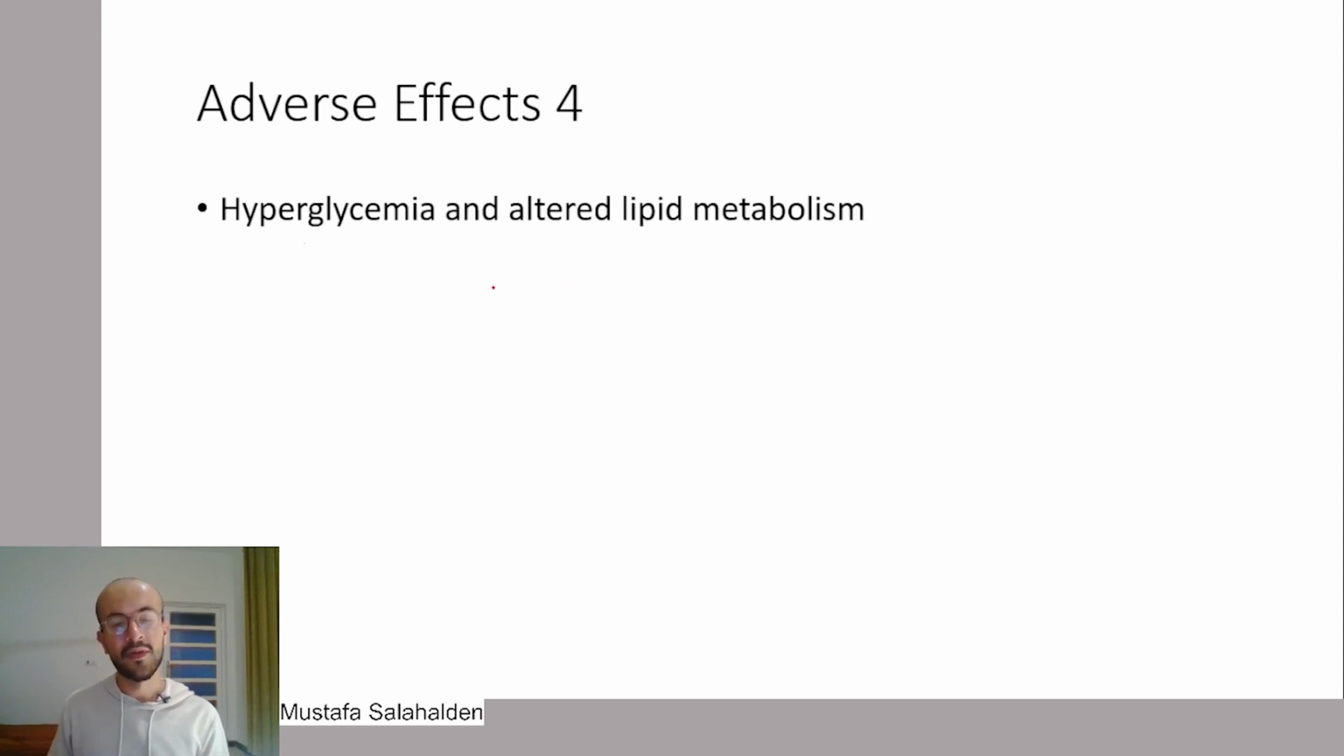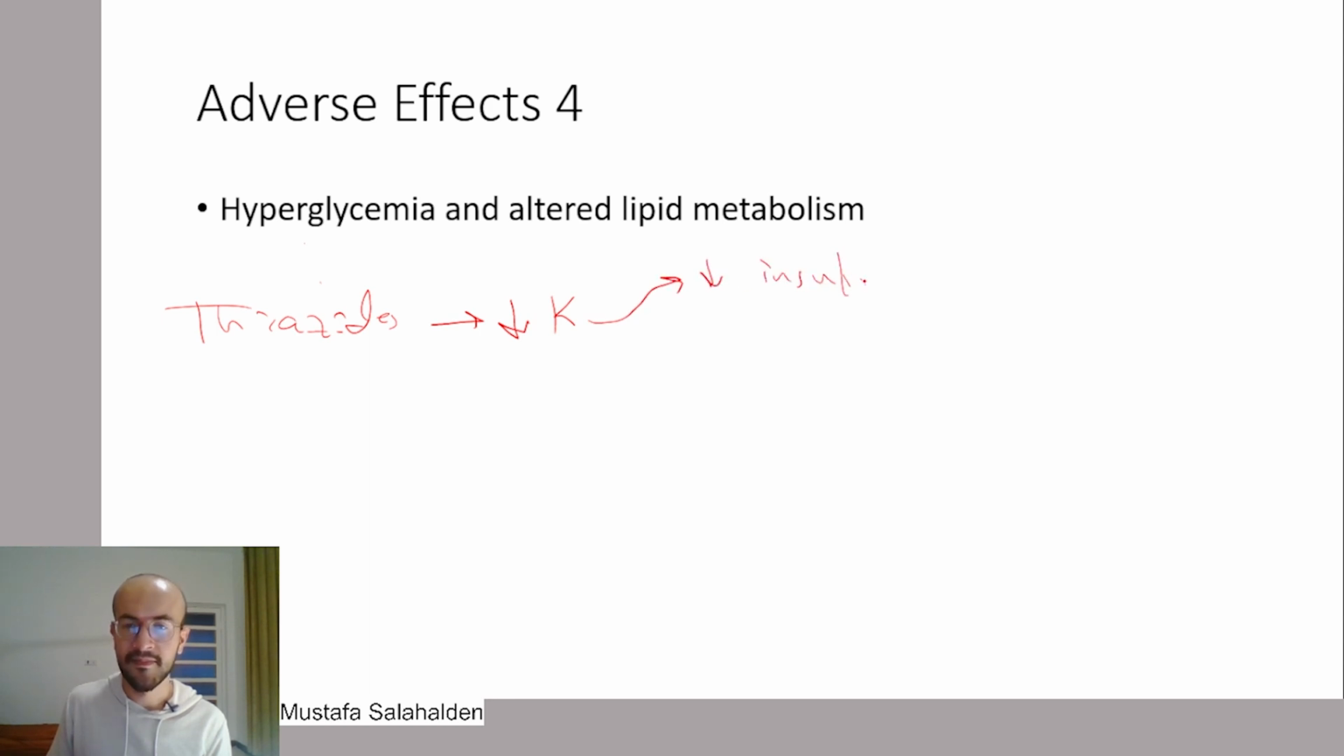We also might get hyperglycemia and altered lipid metabolism, because thiazides would lead to less potassium, and potassium is essential for the secretion of insulin. So if there is less potassium, we would get less insulin, and that would give us hyperglycemia.